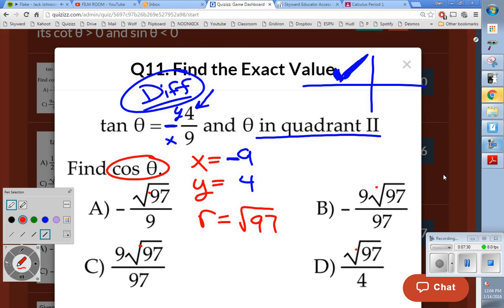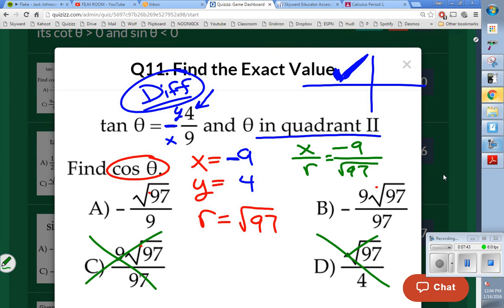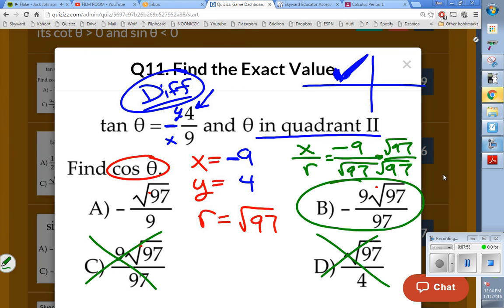Okay? In the end, we're doing cosine. So when we're thinking cosine, cosine is x over r. So x is negative 9. R is radical 97. So I know my answer needs to be negative. I would multiply by radical 97 on top and bottom. So on top, I would get negative 9 radical 97, and on bottom, I'd get regular 97.